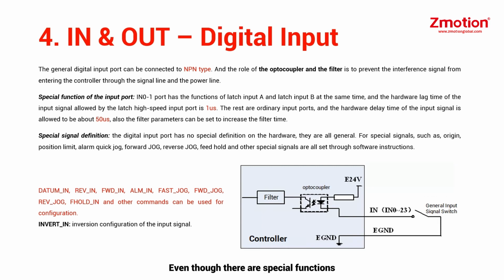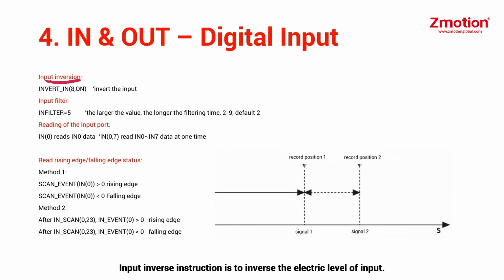Even though there are special functions, there is no definition for special signals. They are all general. And these are all set through software instructions. Following show some. The input inverse instruction is to inverse the electric level of input. The input filter instruction is to increase filter time in strong interference. The input reading instruction can achieve how to read input data, and it can read one data or read a group of data. Also, it can be read through viewing in ZDevelop.